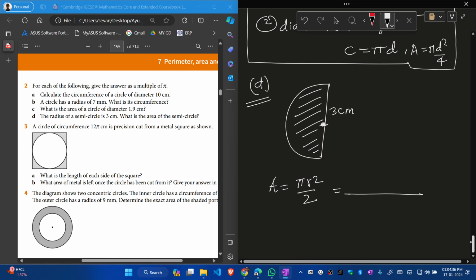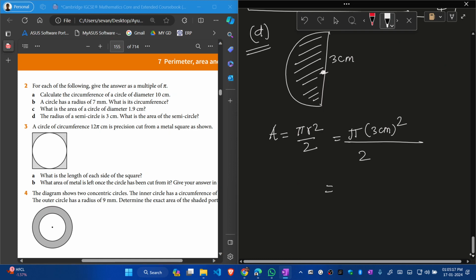Okay. So they've given us the radius. The radius is 3 centimeters. So 3 centimeters is the radius, and to find it, we need to do pi r squared by 2. We substitute r with 3. Then 2 power and 2 can get cancelled? No, no, the power and the number will not get cancelled. Okay, then what can get cancelled?